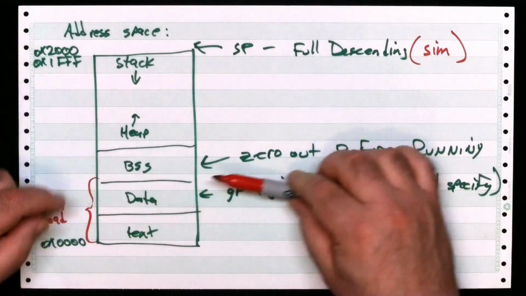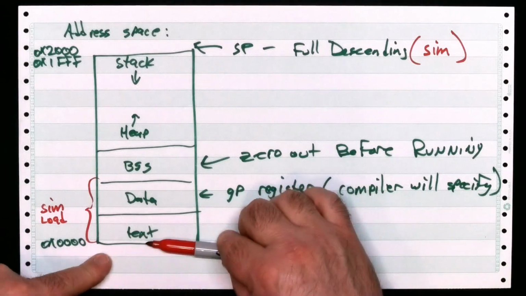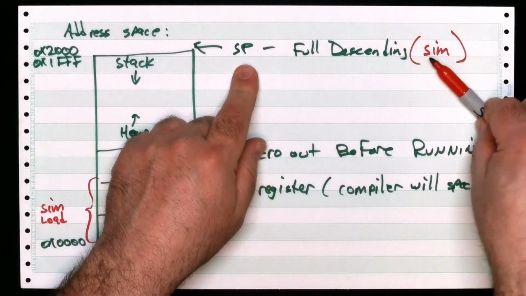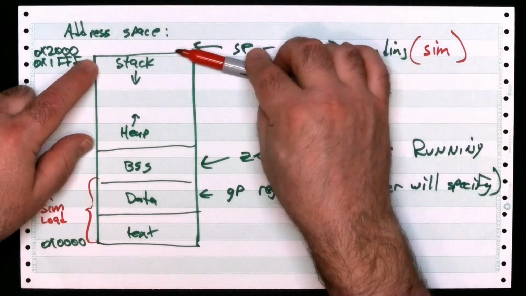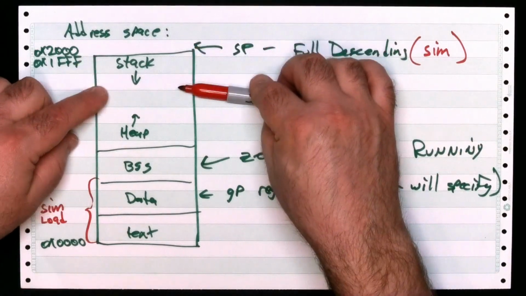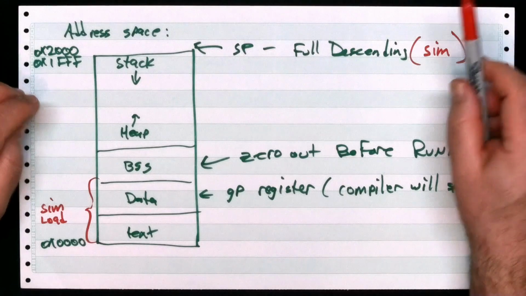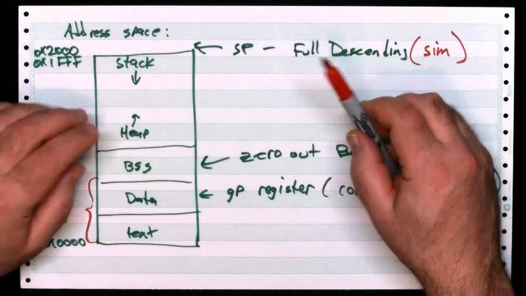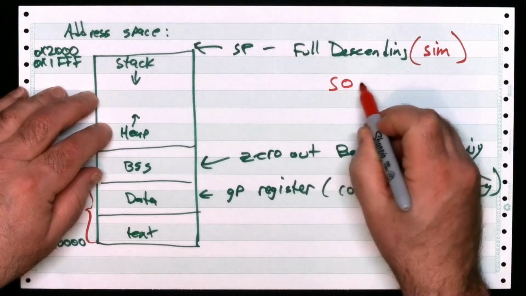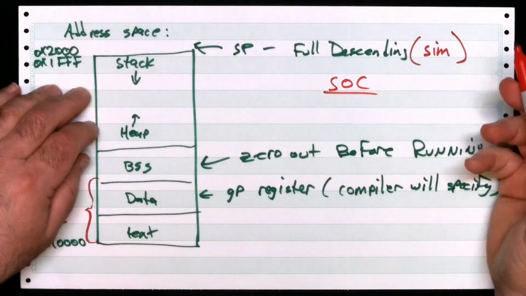The simulator will set the program counter to 0. The simulator will set the stack pointer up here beyond the end of memory so that it is suitable for use of a fully descending stack. All right? This is not that different from what would happen if you just went out and bought a so-called system on a chip, a SoC, okay?